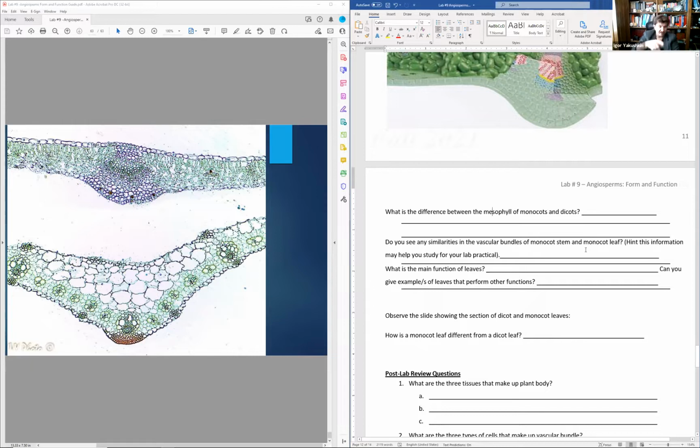Yes. In this particular case, first of all, it's made out of both xylem and phloem, and the phloem is facing the lower part of the leaf, if it has a lower part. What is the main function of the leaves? Photosynthesis. Make sure you remember that particular reaction.